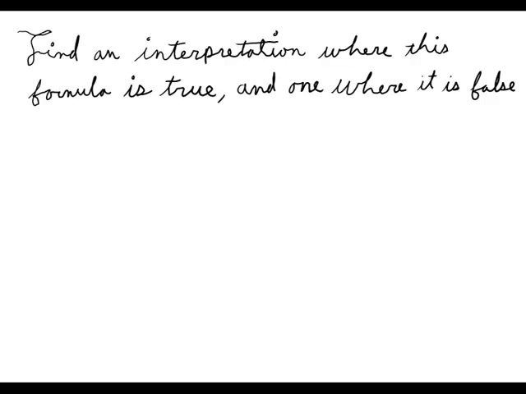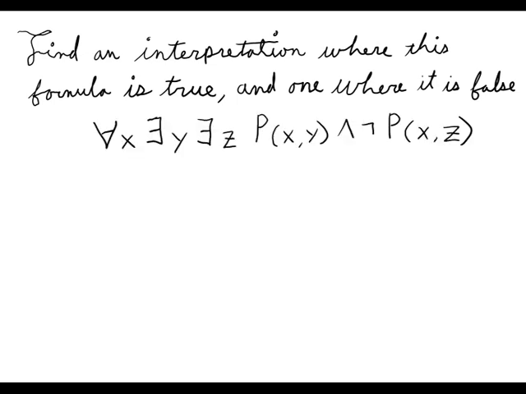An example of a problem we could have in first-order logic is to find an interpretation where a given formula is true and one where it is false. Consider the formula: for all x, there exists y, there exists z, such that P(x, y) and not P(x, z). Let's try to make an interpretation where this formula is true. First, we need to choose a domain. Let's choose the domain alpha and beta.